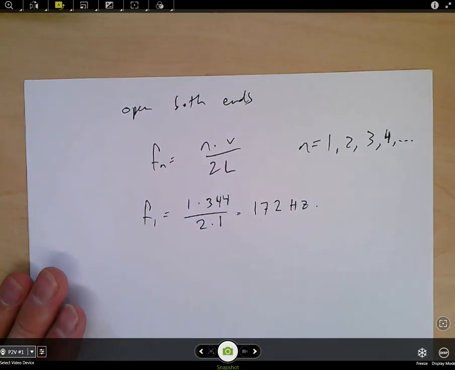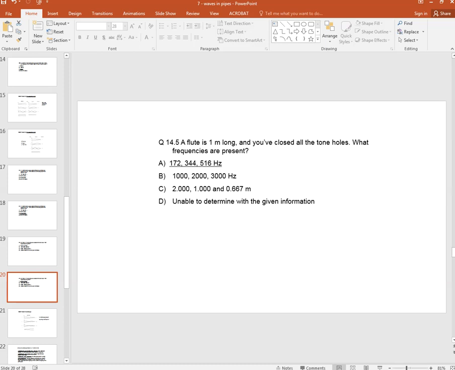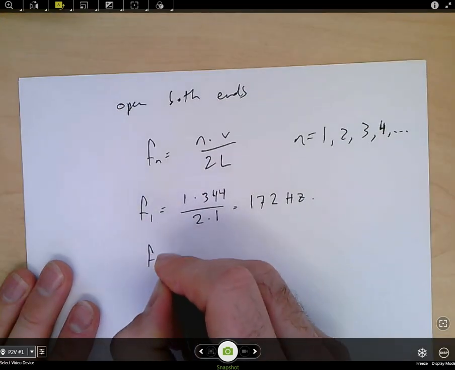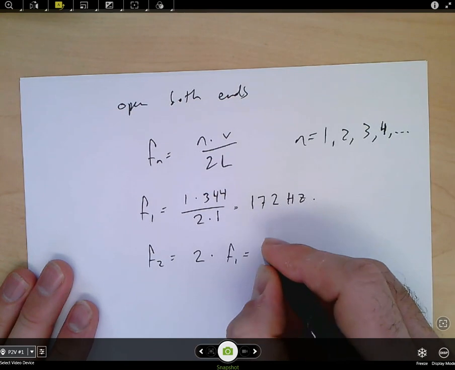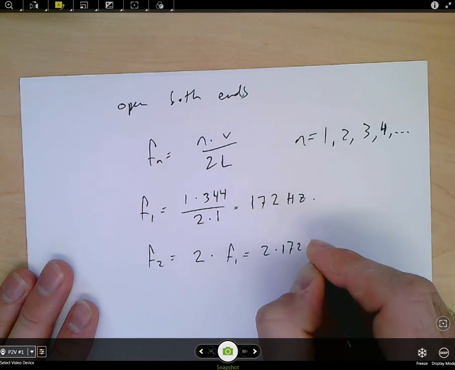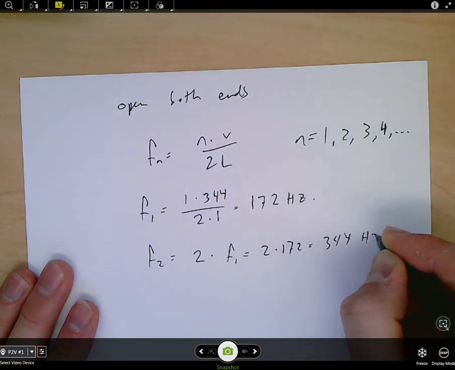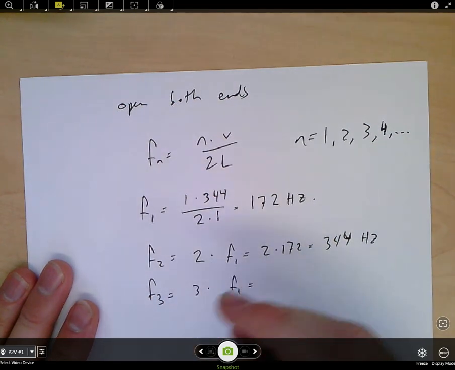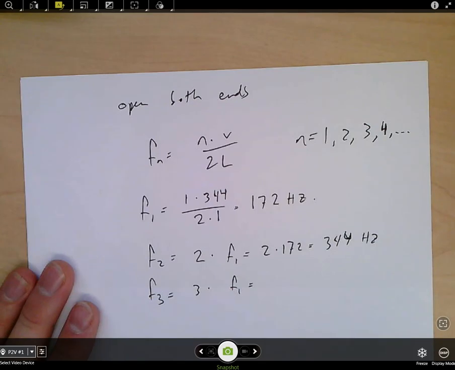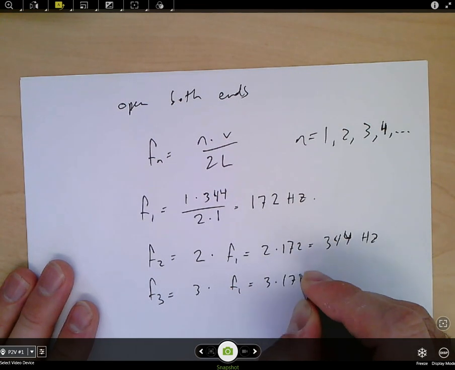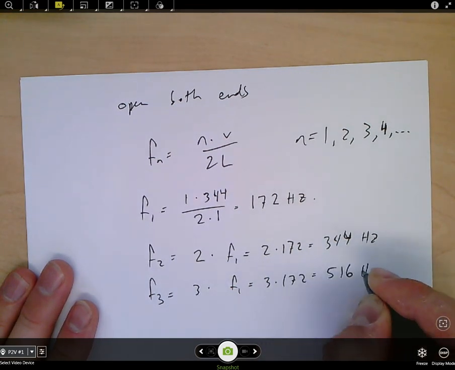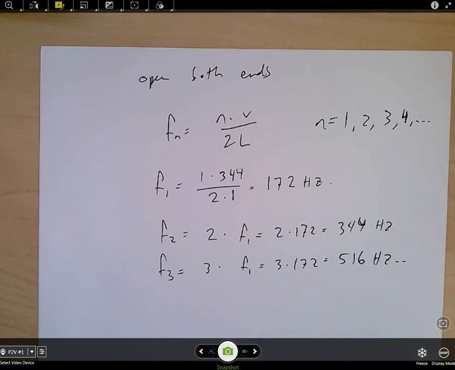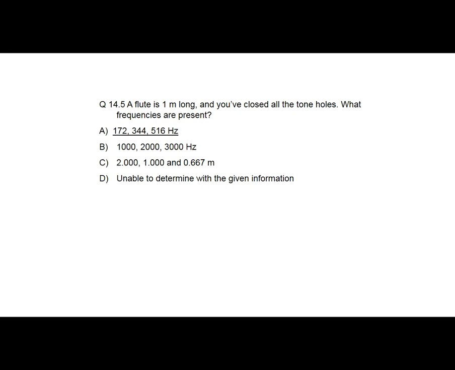So then the only thing that we have to do is recognize that the next one is going to be F2, which is 2 times F1, which is 2 times 172, which will be 344 hertz. And F3 is going to be 3 times F1, which is 516 hertz. And so on. We can always just continue to multiply those, and we'll get the different harmonics for a tube or a pipe that's open at both ends.